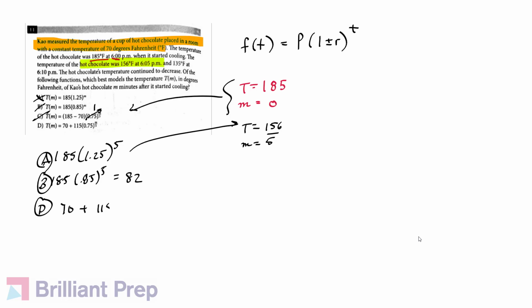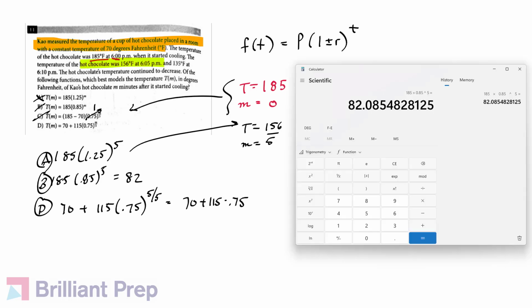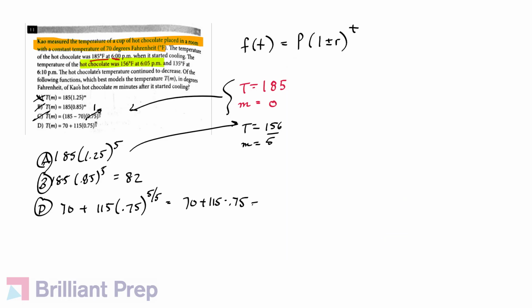70 plus 115 times 0.75, and then it's to the M over 5. So we have to do 5 over 5 here. So this is the same thing as 70 plus 115 times 0.75. And let's see what that would be. So 115 times 0.75 plus 70, we get 156.25, which is pretty close to what we were looking for. It's by far the closest out of all of them.